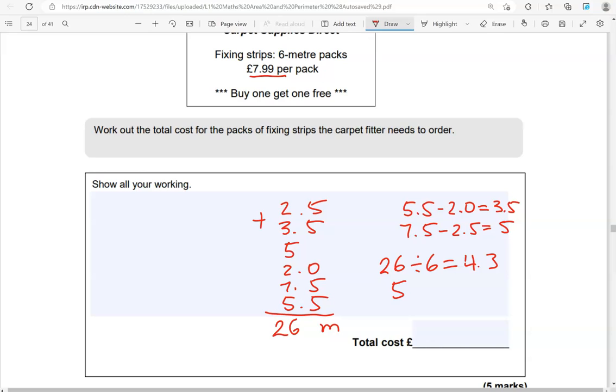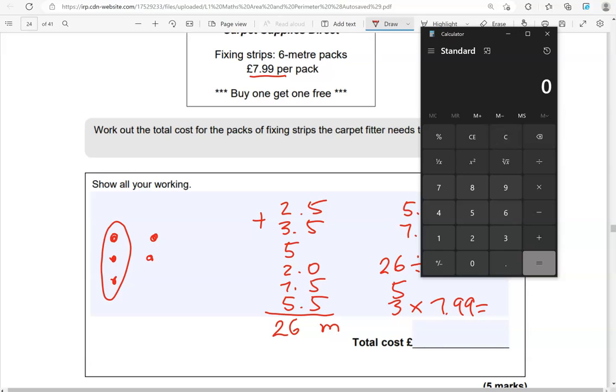It says buy one, get one free. So if we buy one pack, the next one will be free. Another pack, then the next one will be free. And then a 5th pack, as 5 of them are needed. So they will pay for 3 packs. So we'll do 3 times 7.99. And that is £23.97.